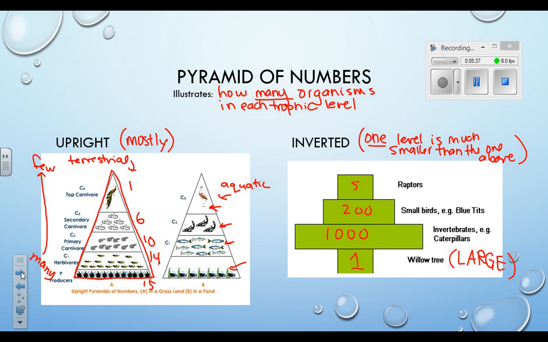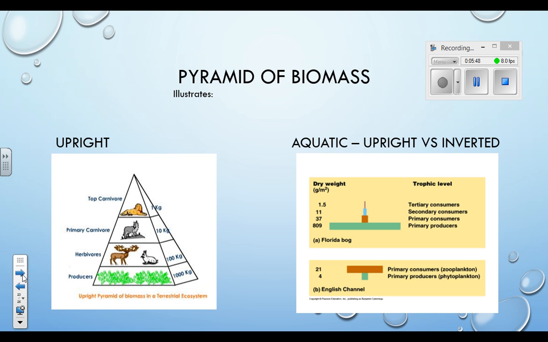So scientists don't like it when there are exceptions to their rules, so pyramid of numbers didn't work all the time. So we tried next a different type of pyramid. The next type is pyramid of biomass. It illustrates the total mass of each trophic level. So that should get rid of the problem we had with the willow tree, because even though it was one organism, it was very big, so its mass would still outweigh all of those caterpillars.